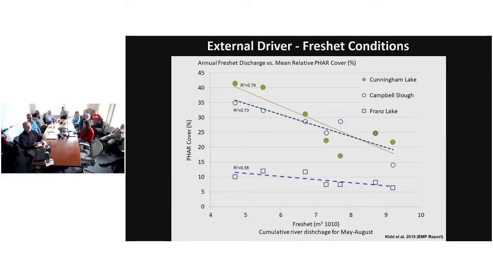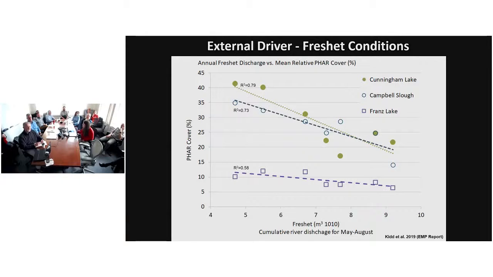And so to illustrate that, I want to show this graph that is in the EMP report this year. We have reed canary grass cover on the y-axis, and then on the x-axis we have the cumulative river discharge at Bonneville from May to August, so that's the growing season. And what you see here is that depending on the annual freshet conditions, so the magnitude of the freshet, you really do see a variability in the reed canary grass cover.